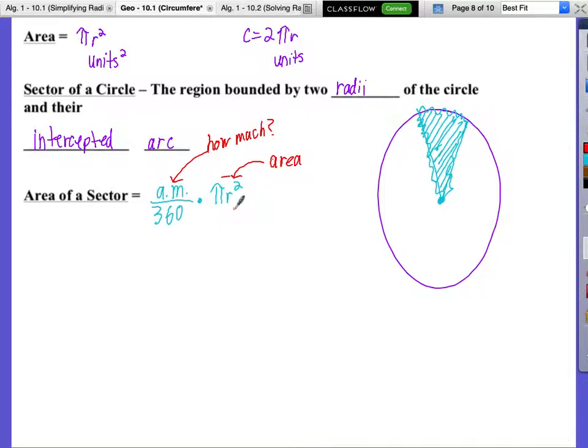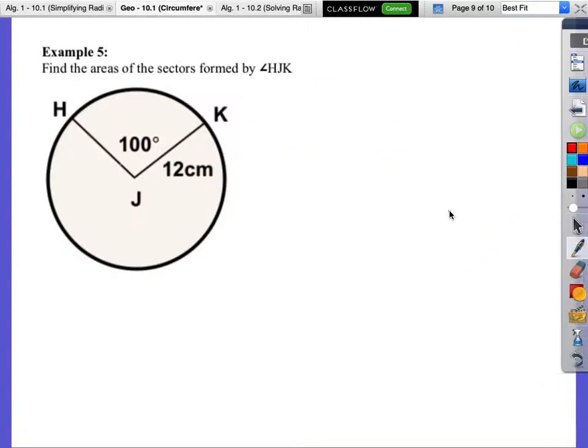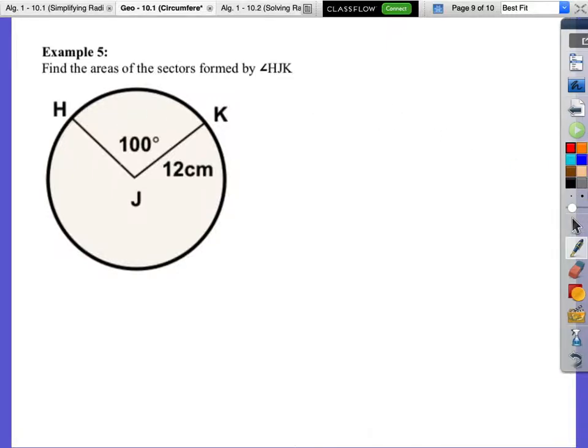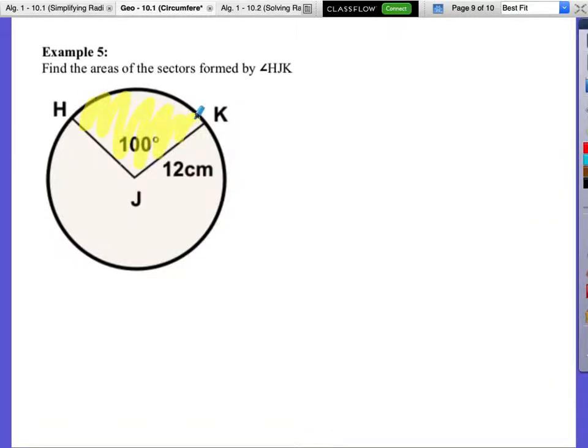Okay, let's look through example 5 and try setting this one up, okay? So this one's drawn in for us. We don't have to do any additional drawing right now. It says, find the areas of the sectors formed by angle HJK. So here, if you look at this angle HJK, you kind of see two sections here we can have, okay? Let me highlight them here. So this could be one sector there, in the yellow.